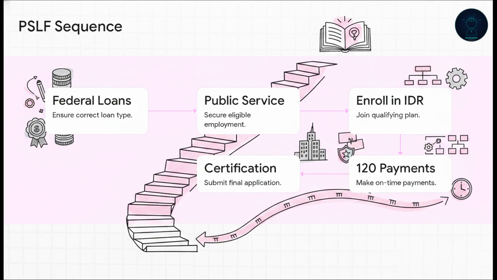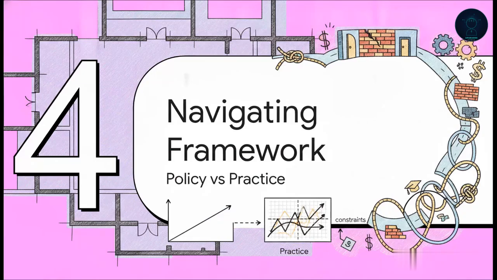If a borrower steps out of sequence, say, they have the wrong loan type, or they're on the wrong repayment plan, the structural integrity of their relief fails, and they often have to start all over again. Which brings us to Part 4, navigating the framework. Basically, the blueprint versus the construction site.